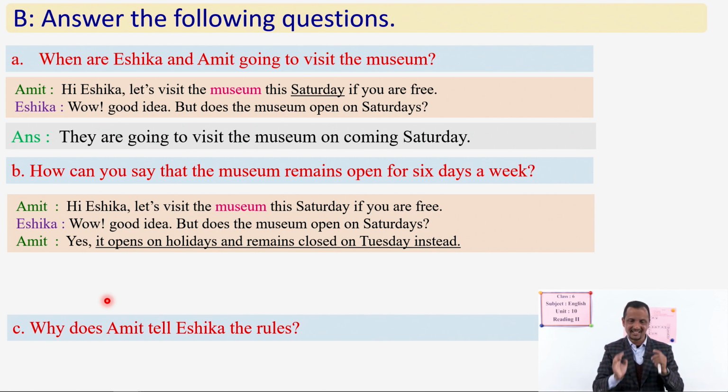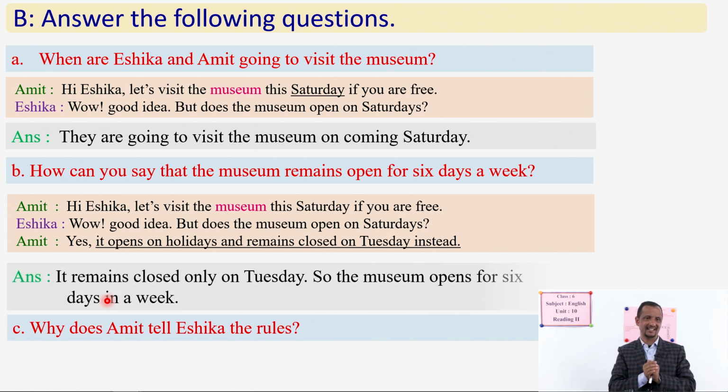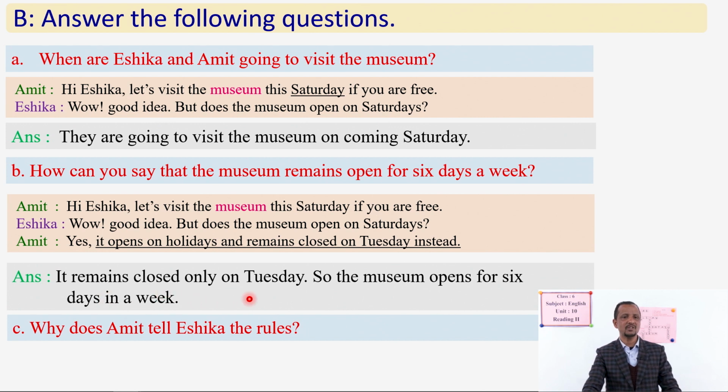Then what will be the answer? It remains closed only on Tuesday, so the museum opens for 6 days in a week. Right? How can we say? We can say from here. Right? Here we read this. Now the last one: why does Amit tell Isika the rules? You have to answer this by reading the whole text.